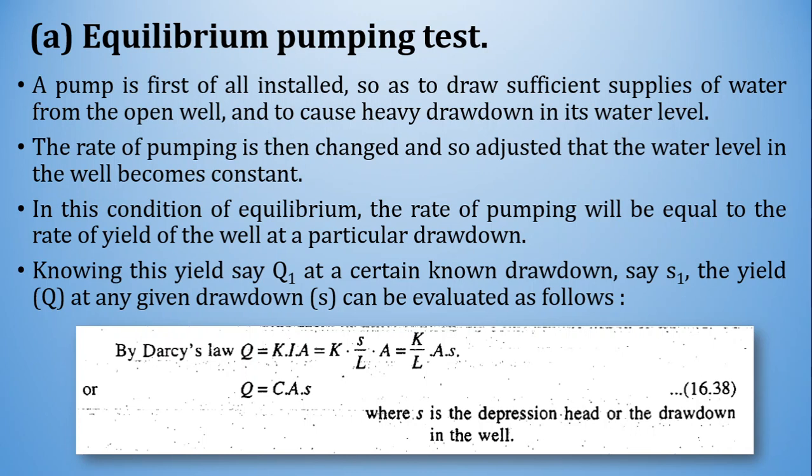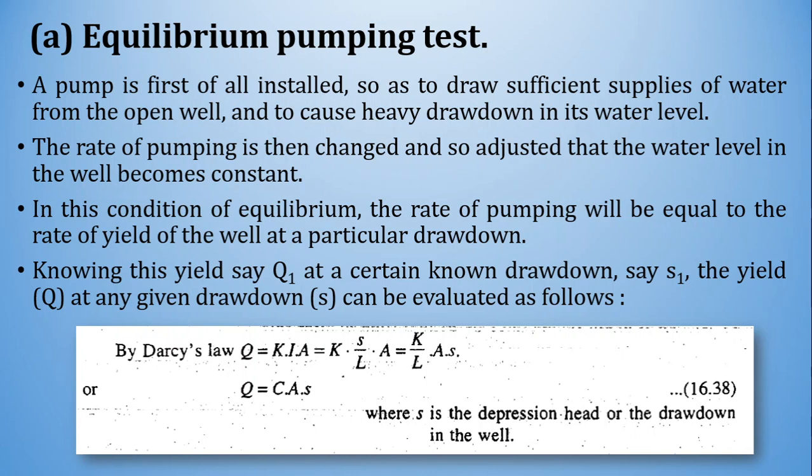The pumping test is also called the equilibrium pumping test, because only when all the conditions are met at equilibrium can we find out the yield. So see how the calculations are done. A pump is first of all installed so as to draw sufficient supplies of water from the open well and to cause heavy drawdown in its water level. The rate of pumping is then changed and adjusted so that the water level in the well becomes constant. Thereby the equilibrium conditions are reached.